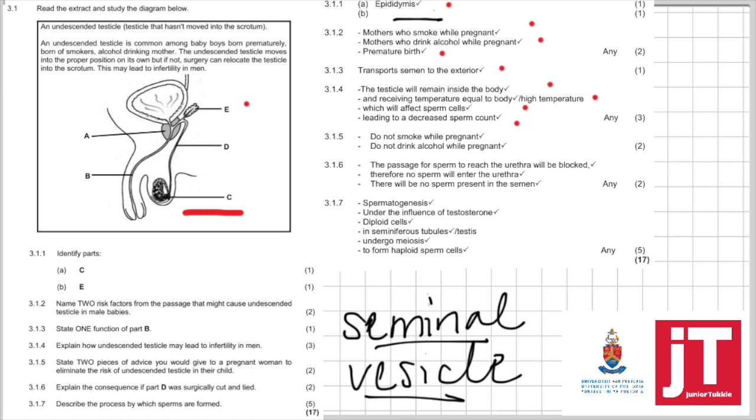Right. 3.1.5. State 2 pieces of advice you would give to a pregnant woman to eliminate the risk of undescended testicle in their child. Tell them, do not smoke while you're pregnant and do not drink alcohol while pregnant.